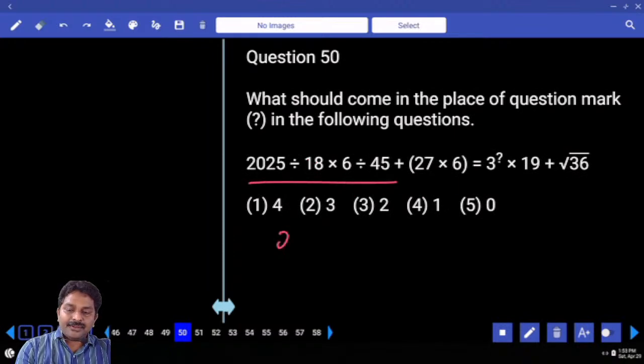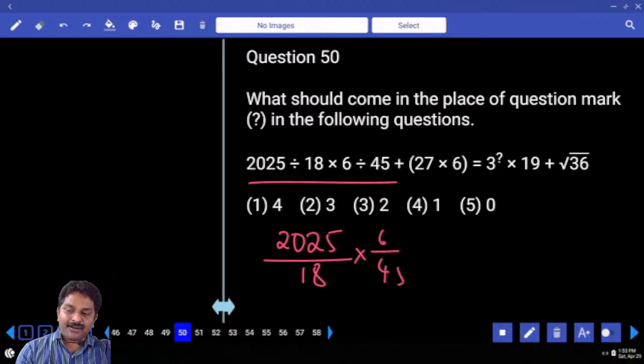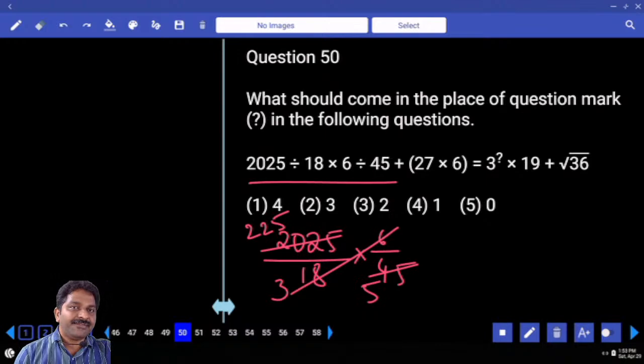So in the numerator I'll write 25 divided by 18 into 6 by 45. Let's complete this. 6 how many times? 9. 2 times. 5 times. 9. 5 times. Denominator 3 5s. 225 by 15.